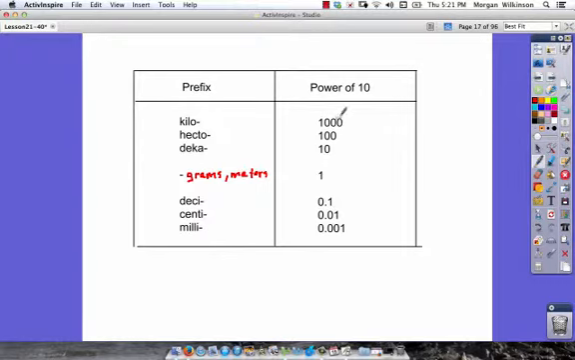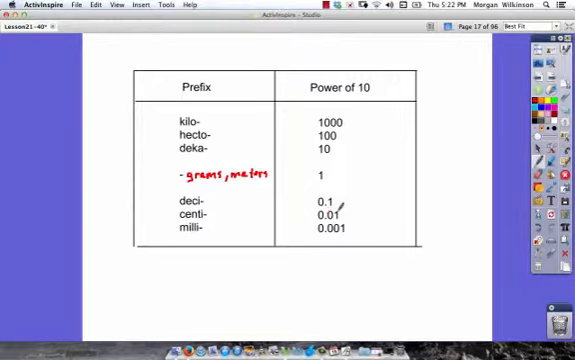Now the powers of 10, we know kilo means 1,000. So the power of 10 for kilo would just be 1,000. Hecto means 100. Deca means 10. Grams and meters, that are a base unit. They just mean 1. Deci means 1/10.